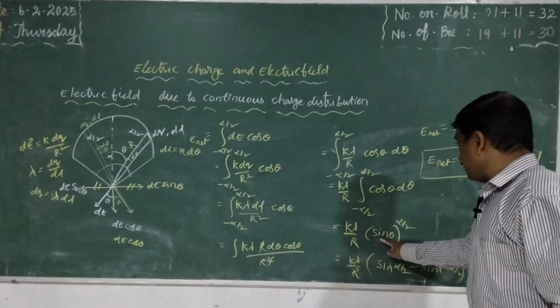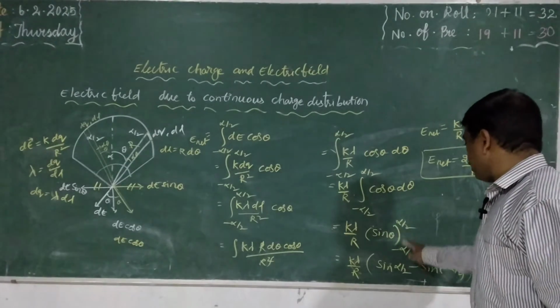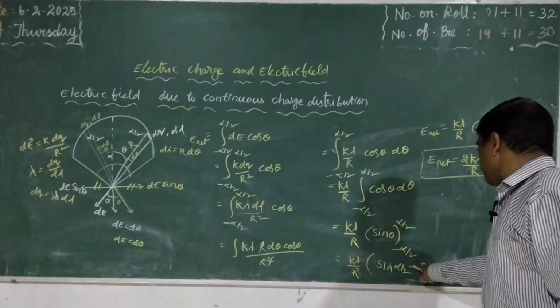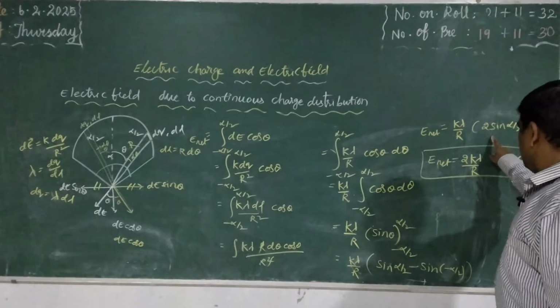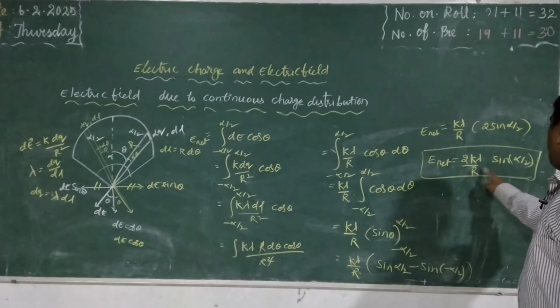The integral of cos theta is sin theta, with the interval minus alpha by 2 to plus alpha by 2. First the upper limit, then minus the lower limit: sin of alpha by 2 minus sin of minus alpha by 2. Since there is already a minus, we get plus, so 2 sin alpha by 2. The result is 2k lambda by r sin alpha by 2.